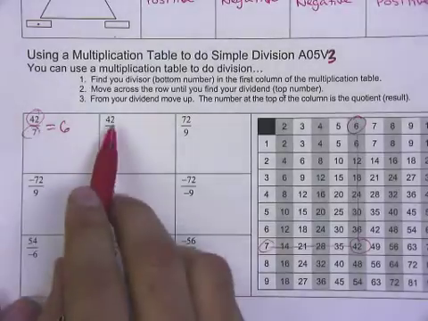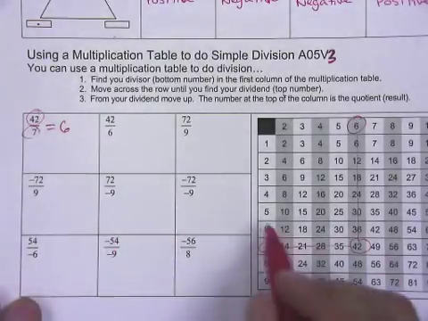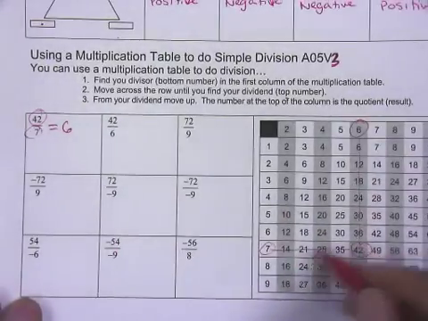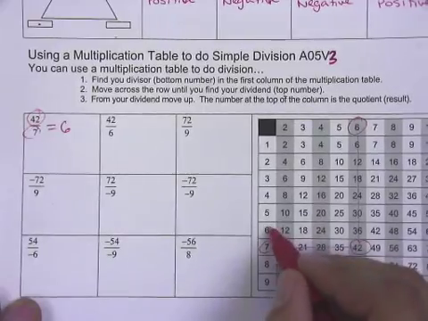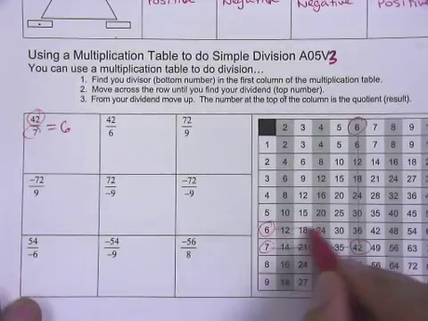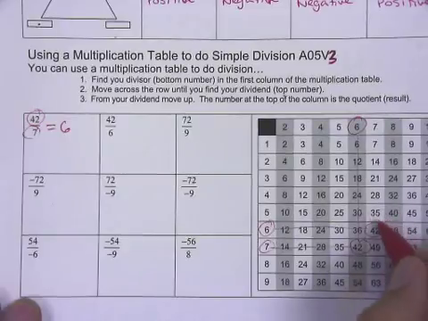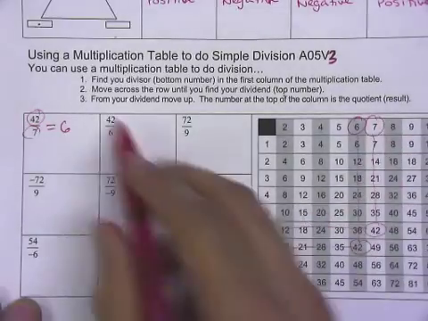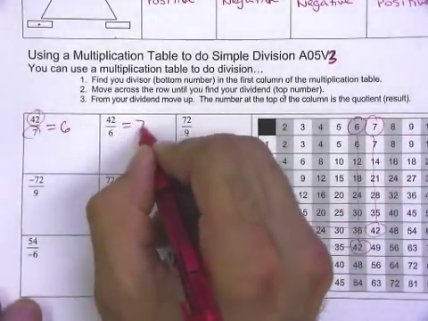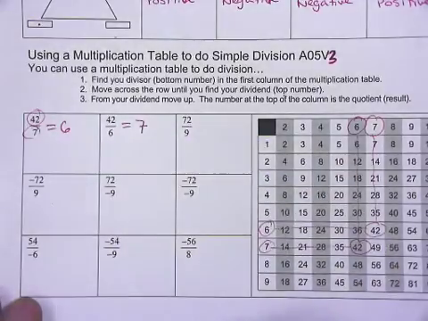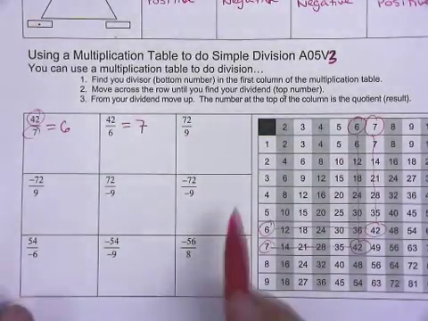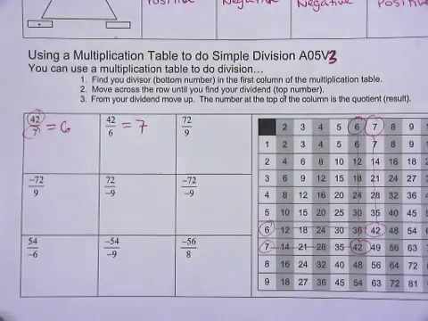Okay. So what about 42 divided by 6? Well, you could start from the 6, go to 42, end up at 7. Or you can find the 6 over here, go across the 42, and then all the way up, and you find 42 divided by 6 is 7. Go ahead and try the rest of these last 7 problems, and pause the video while you're doing that, and then unpause it when you're done.